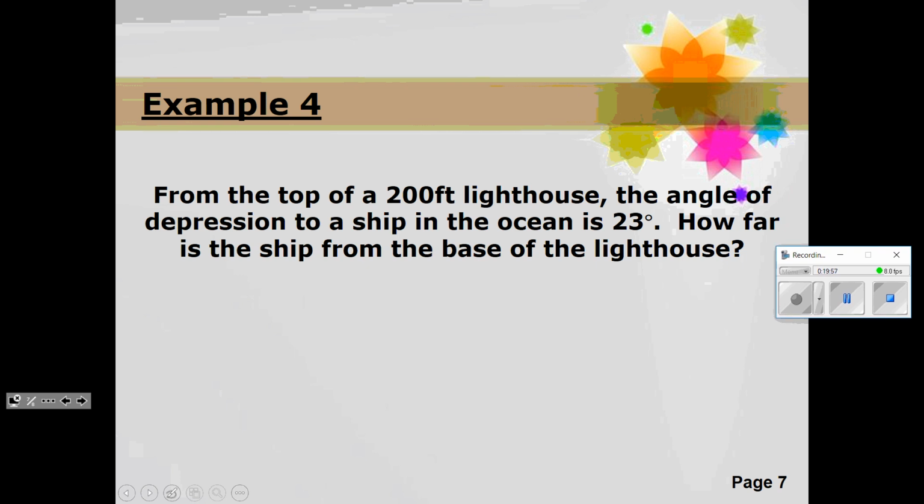From the top of a 200-foot lighthouse, the angle of depression to a ship in the ocean is 23 degrees. Now, remember what I said before I let you loose and try to draw it on your own. Angle of depression will be going where? It'll be starting at the top, going down. But it has to be made with the horizontal. So from the top of the lighthouse, you're going to have to draw a horizontal line. And that angle is your angle of depression. Okay? I want to know how far the ship is from the base of the lighthouse. So just see if you can draw it and see where you set it up, and then we'll go from there. Okay, I'm going to go ahead and go.